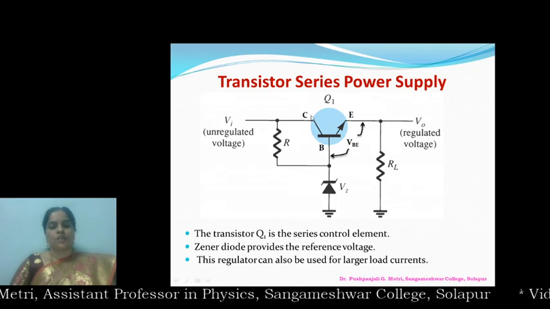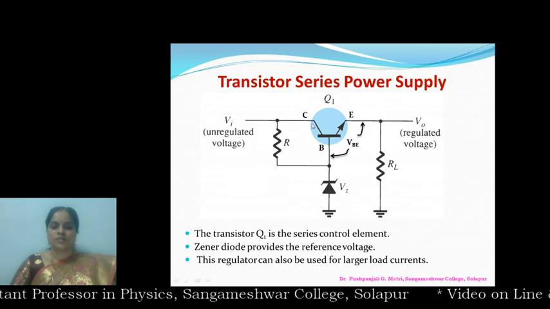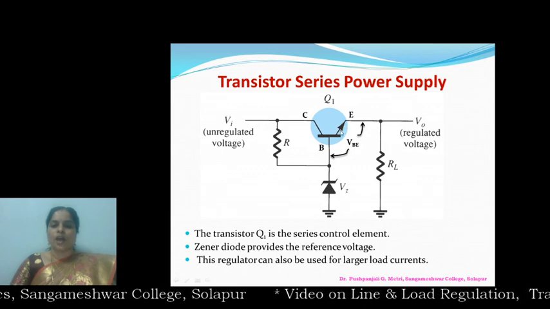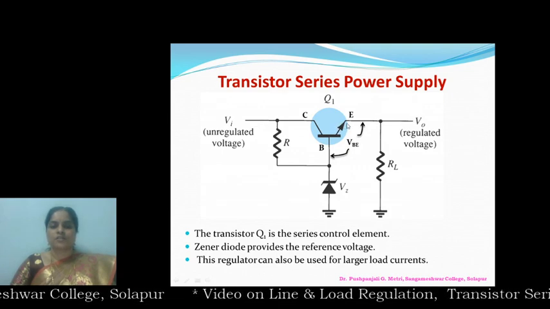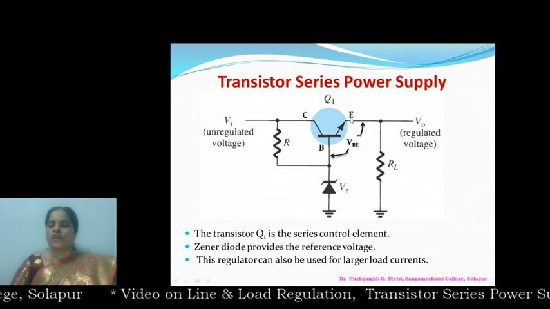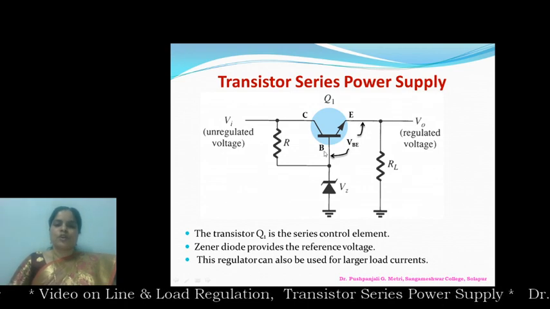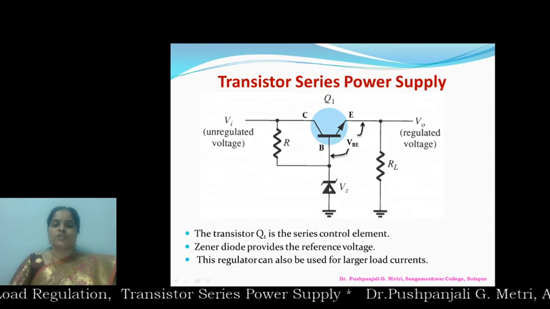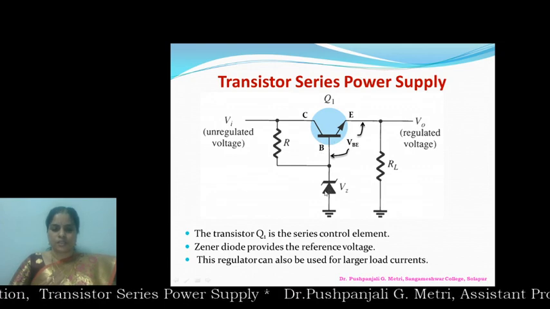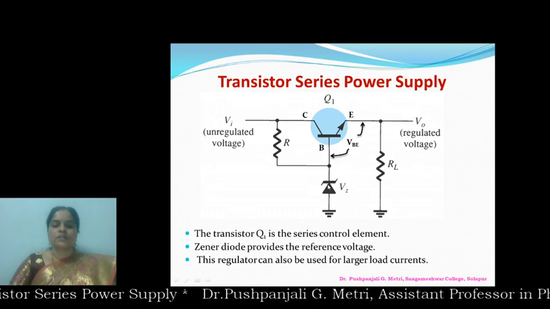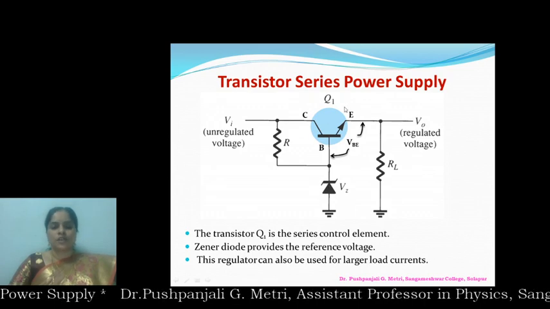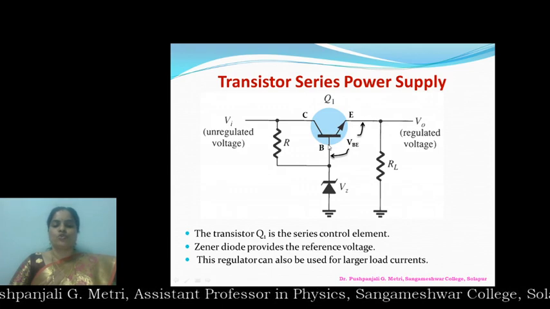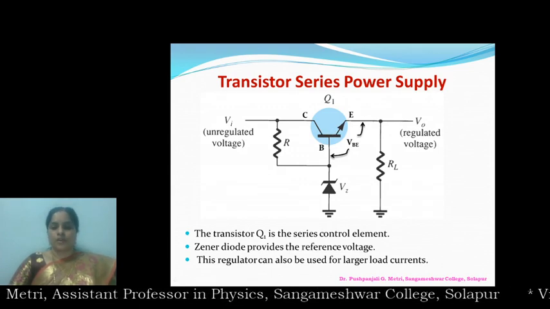We all know there are three terminals for the transistor: collector, base and emitter. Wherever the arrow mark is present in the transistor, that terminal is known as the emitter terminal. So here this terminal is the base terminal, and to this base a Zener diode is connected. This Zener diode provides the reference voltage for the transistor Q1. This regulator can also be used for larger load currents.